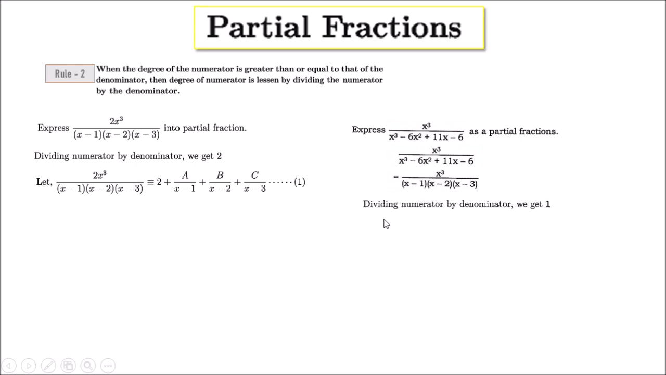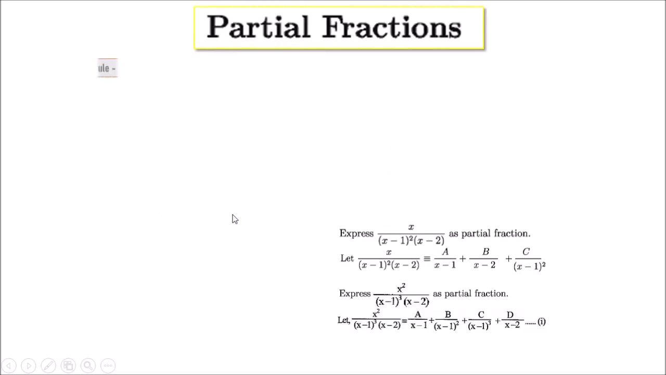Then if you divide it, it will be just x cubed, and this 1 is there, so you will write 1 plus a by x minus 1, b by x minus 2, c by x minus 3. So this is the factorization of the thing, and this is the way to write the equation. So I think you understand rule number 2. Okay, when the denominator and numerator are equal, or the numerator is greater, then you have to lessen it, that means divide. After dividing, what you get, we'll put it here.